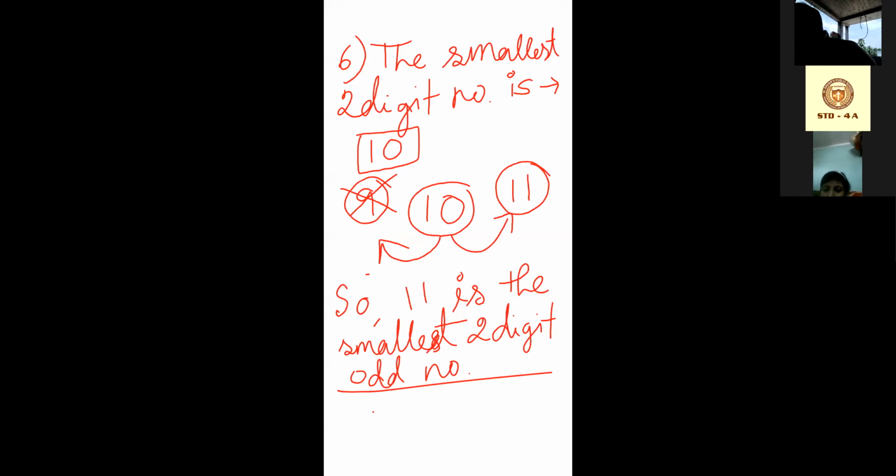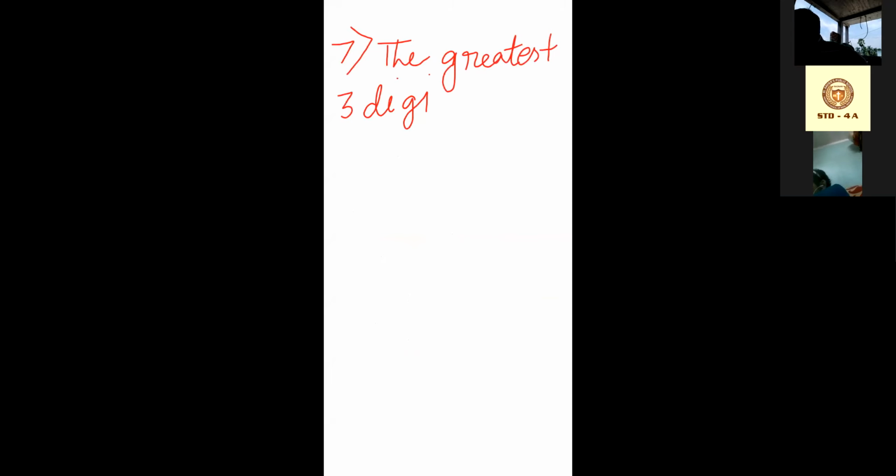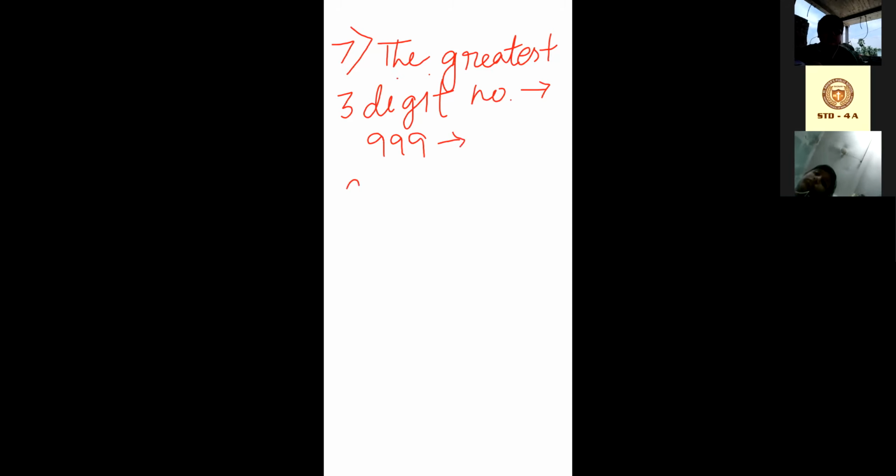Look at this. First, write the greatest three-digit number. The greatest three-digit number is, it will be what? 999. But this one is odd itself, and it is also odd. Yes or no?